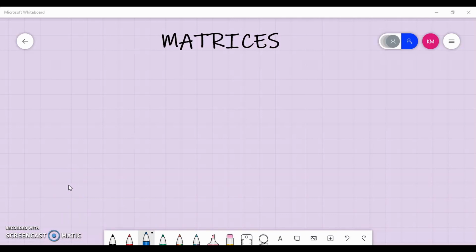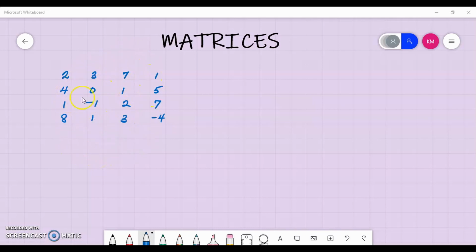In this tutorial, we will be looking at the topic of matrices. Matrices is the plural of the word matrix. Now, what is a matrix? A matrix is an array of numbers arranged in rows and columns. An example of a matrix is shown here.